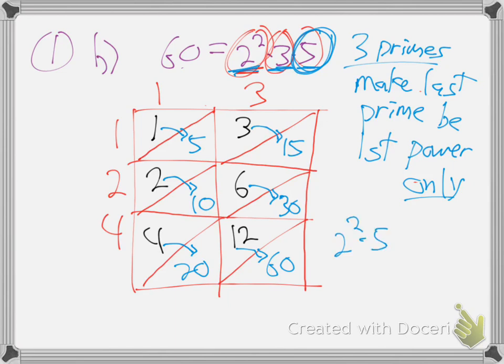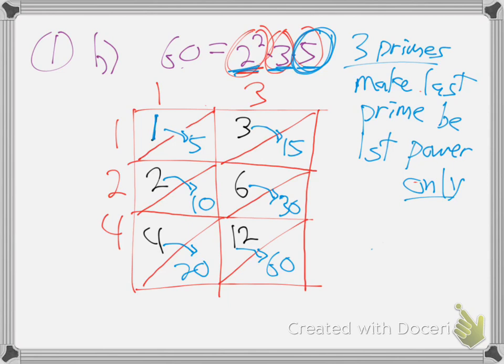You could have done 2 squared times 5 and put the 3 last. That would have worked just fine. Could have got all the same answers that way. It's just going to be easier to put one of the primes that has only first power last. Because that'll give you only one other option. Either have the 5 or you don't have the 5. Is that making sense on that?